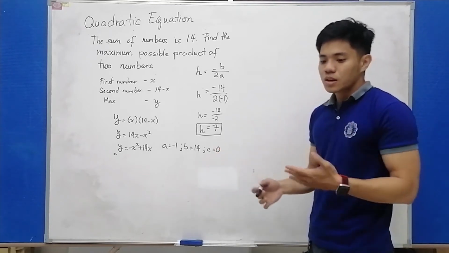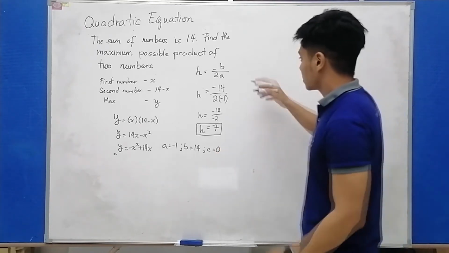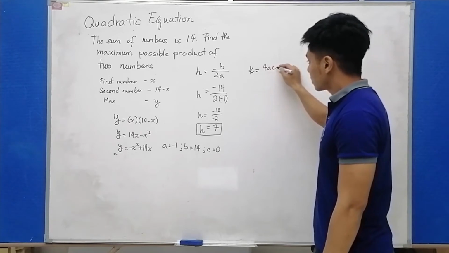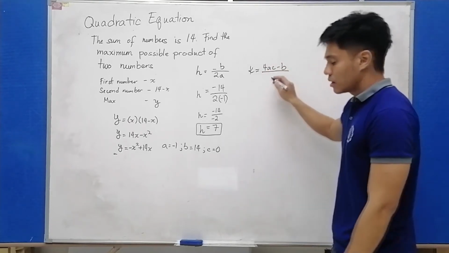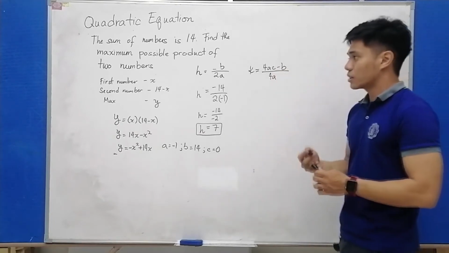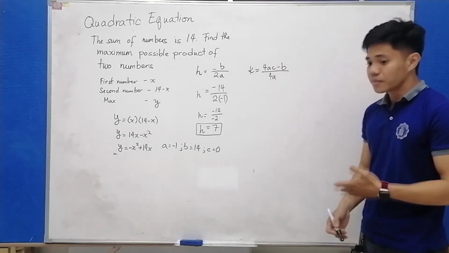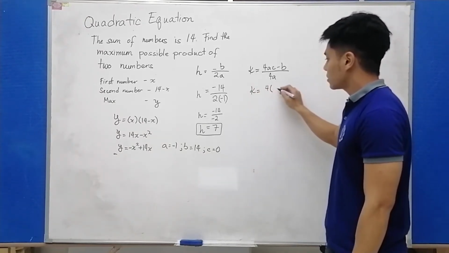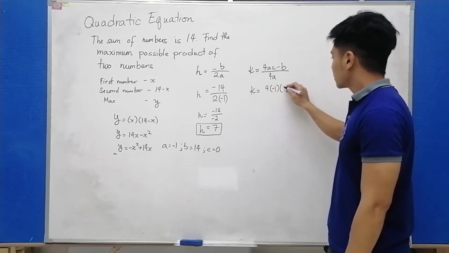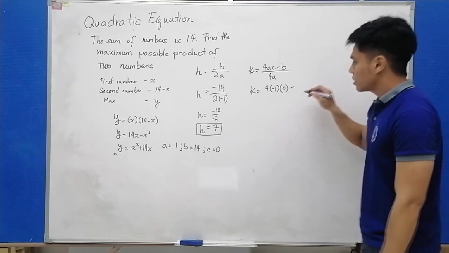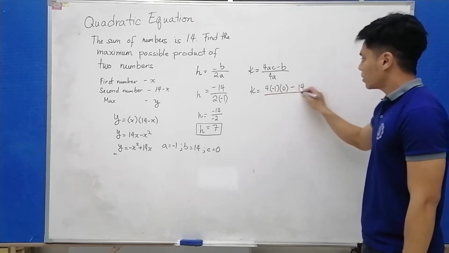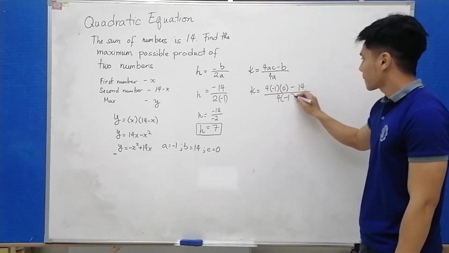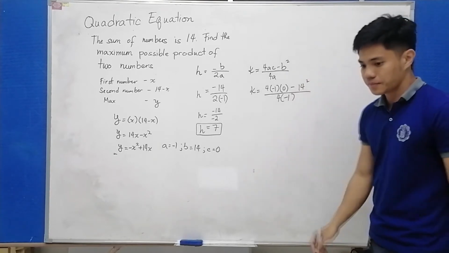Now that we have 7, we can use another formula to look for k, connecting it to the vertex. The formula we will be using is k is equal to 4ac minus b squared all over 4a. This is a connection with the vertex form. Substituting all the parts, k is equal to 4 times a, which is negative 1, times c, which is 0, minus b squared, which is 14 squared, all over 4 times negative 1.